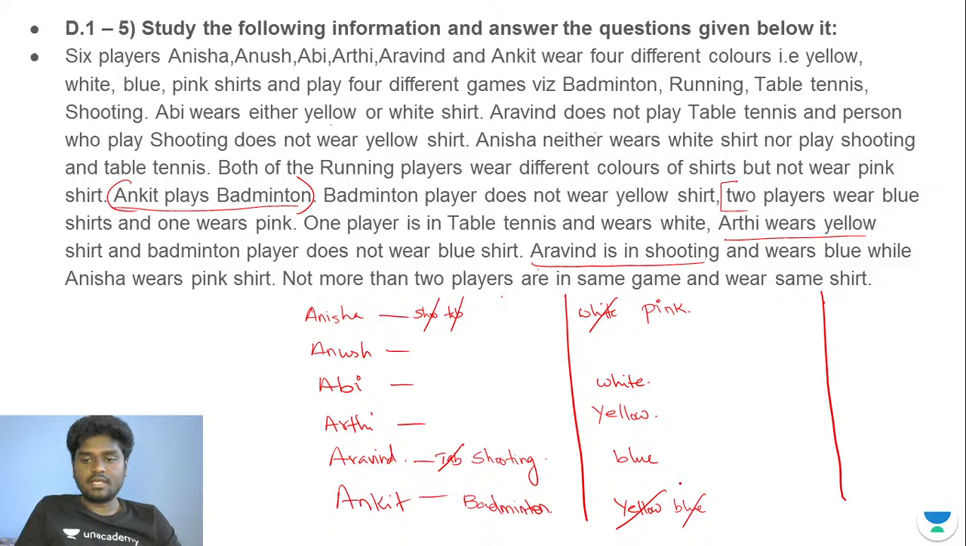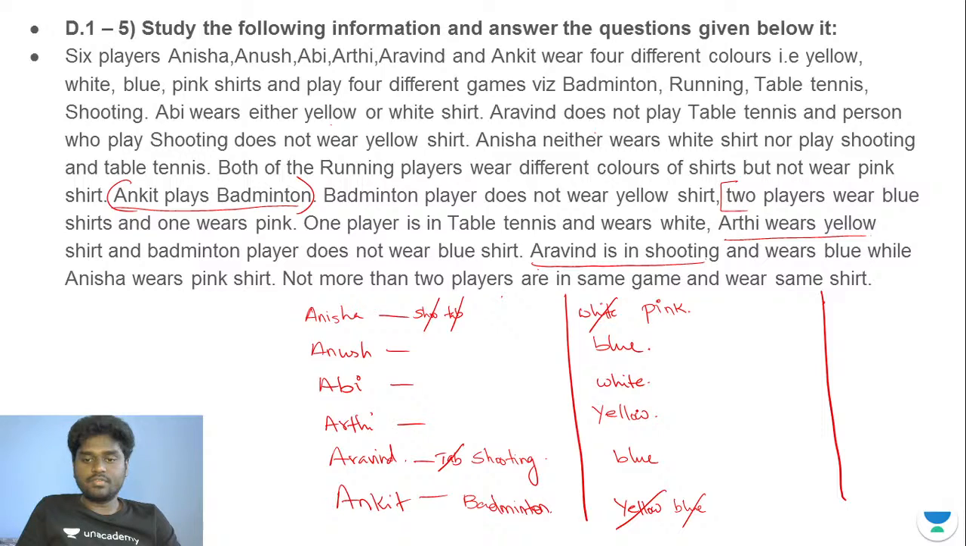So if that is the case, I know the fact that two players should wear blue. That's what it says. So if you try to see here, two players wear blue, so blue will not be there for Ankit. So definitely it should be Anush who is wearing blue. So two players wear blue shirt and one wears pink. So only one wears pink, which means totally you have 4 colors.